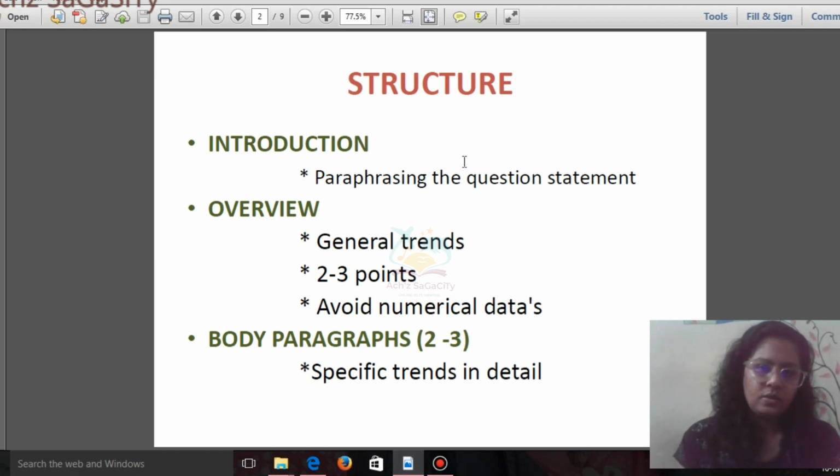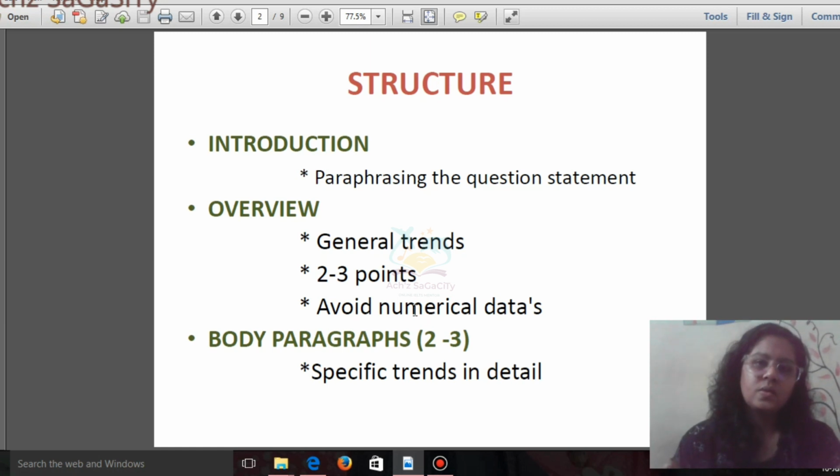Then after writing the introduction, you can write the overview. In the overview, you want to check for the general trends. That means what things you are seeing at first sight. You can just go through 2 to 3 points. That means you want to write about the trends, whether it shows any fluctuations, and what about the starting and ending phases, whether it shows the same values and all. Those are the things you will look at in the overview. And try to avoid numerical data also. Don't write any numbers in the overview, any years or any type of numbers. If you want to write any numbers, try to write them in words. Don't use any numerical data.